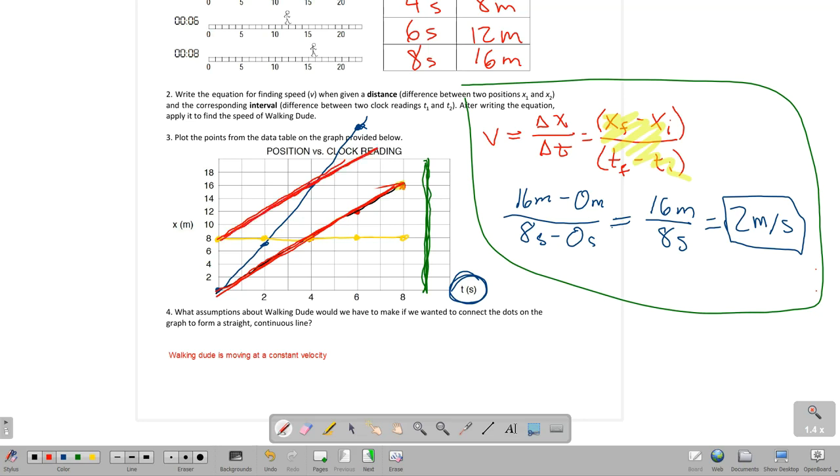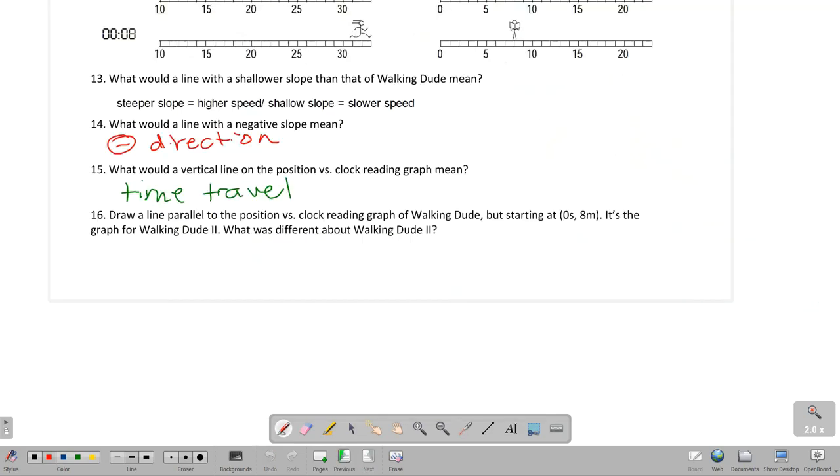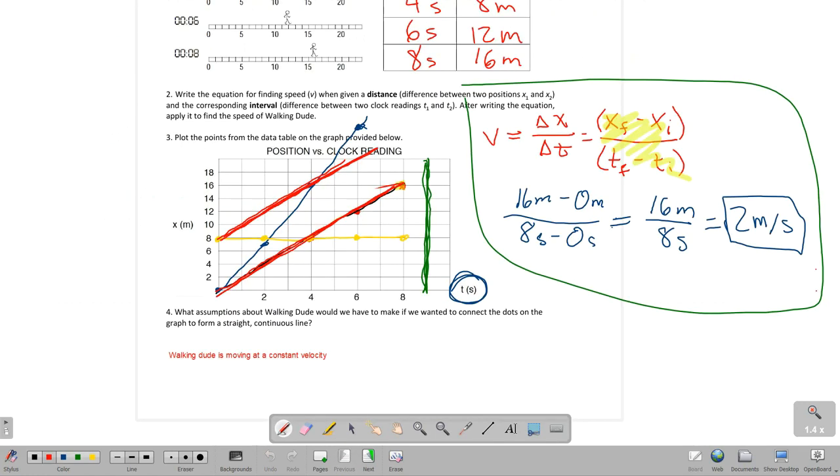What is different about Walking Dude 2? The important thing to know here, which I'm going to label number 1 and number 2, is that there's really nothing different about these two Walking Dudes. They're traveling at the same speed because they have the same slope if they're parallel lines. The only difference is that Walking Dude 2 is starting 8 meters in front of Walking Dude 1. So that would end up being your y-intercept in our physics equations when we talk about that. So you always need to take note of that.